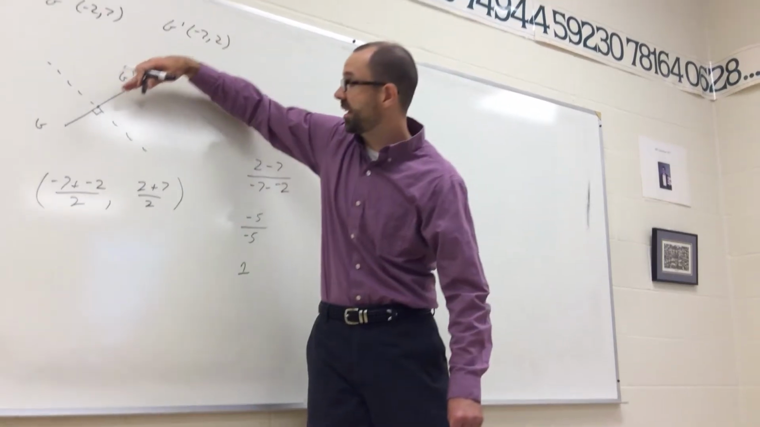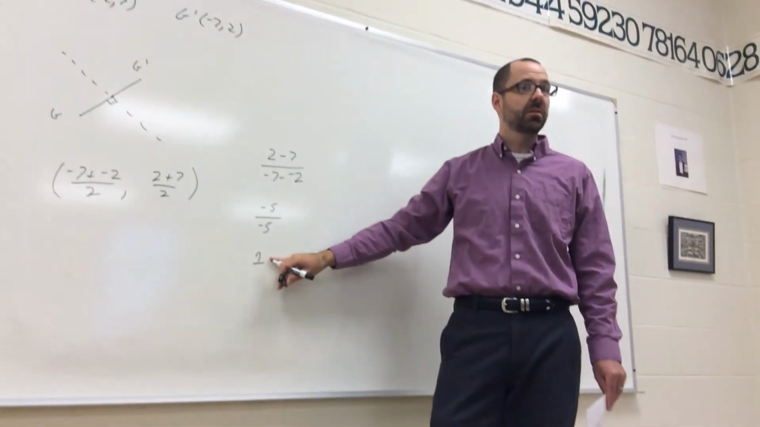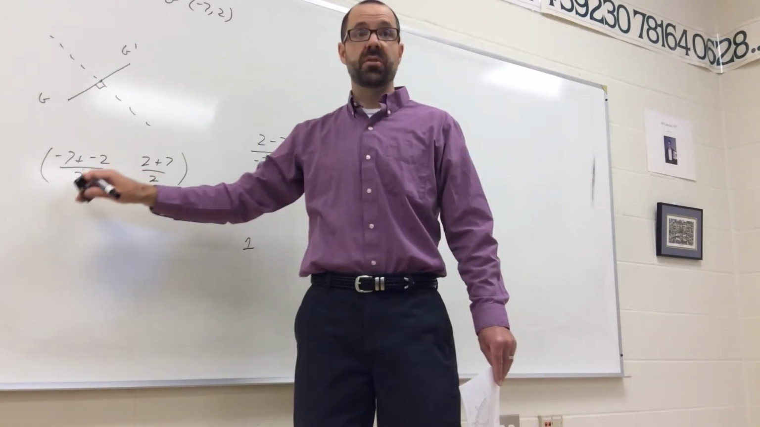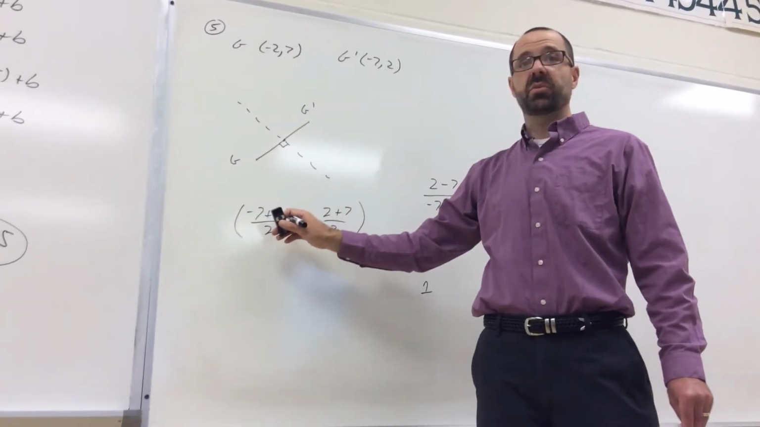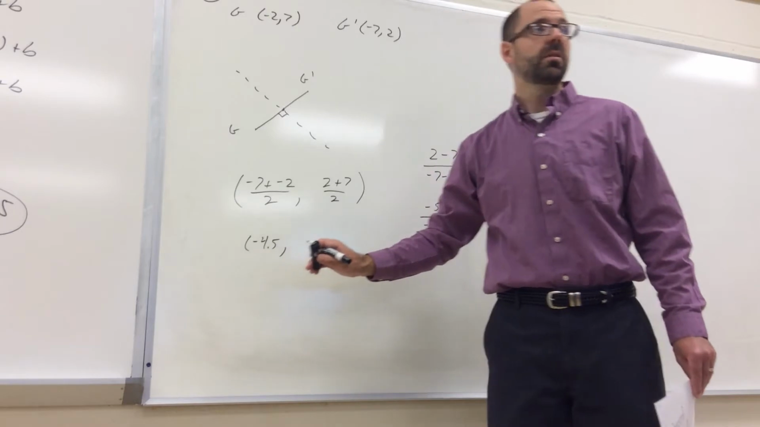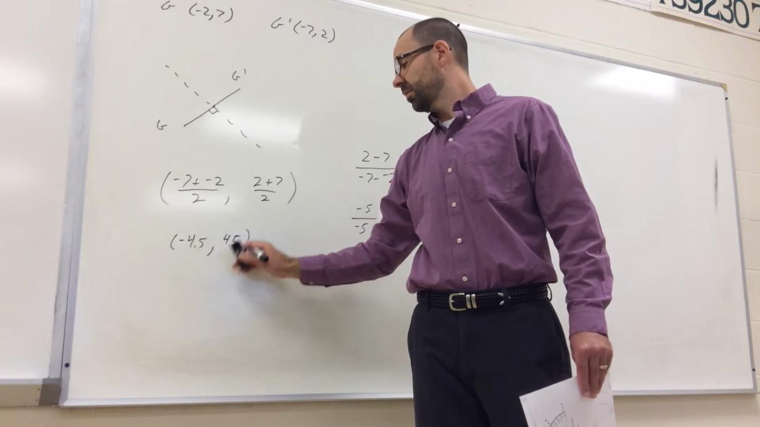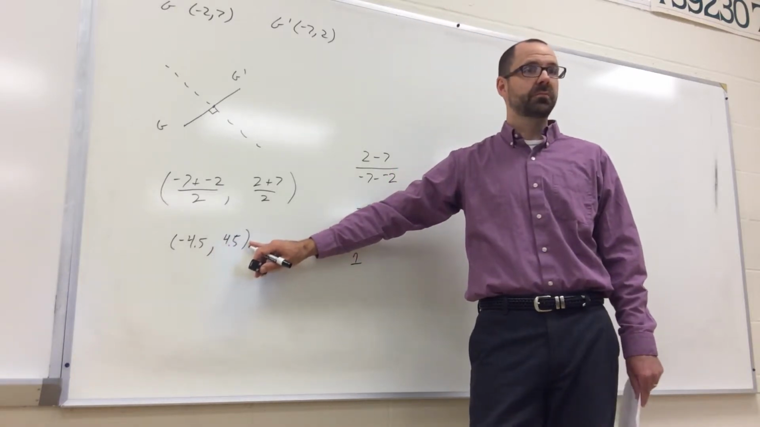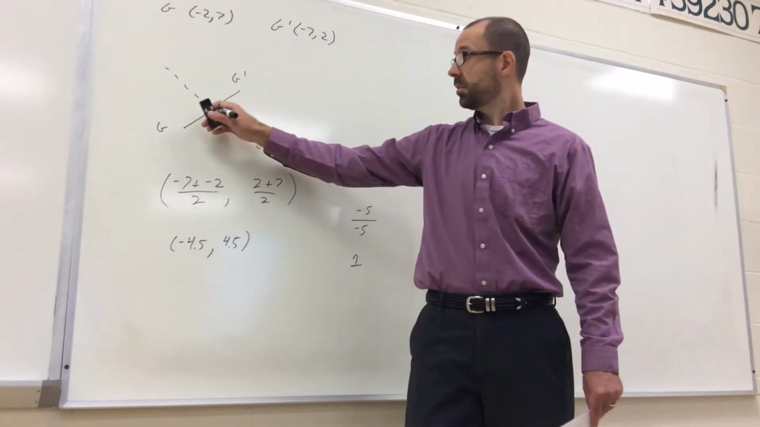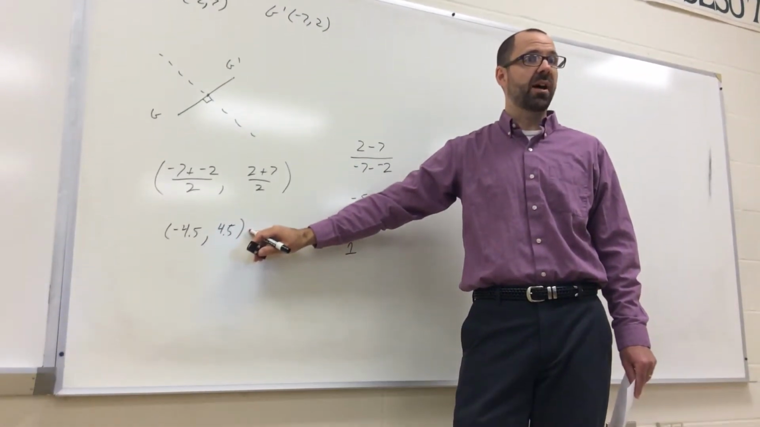So that tells me that the slant of this line, the slant of the connector line, is 1. Okay, then for the midpoint, I'll go ahead and add these. Negative 7 plus negative 2 is negative 9, divided by 2 is negative 4.5. And then 7 plus 2 is 9, divided by 2 is positive 4.5. So that tells me that the midpoint of the connector line, that's this point right here, is negative 4.5, 4.5.